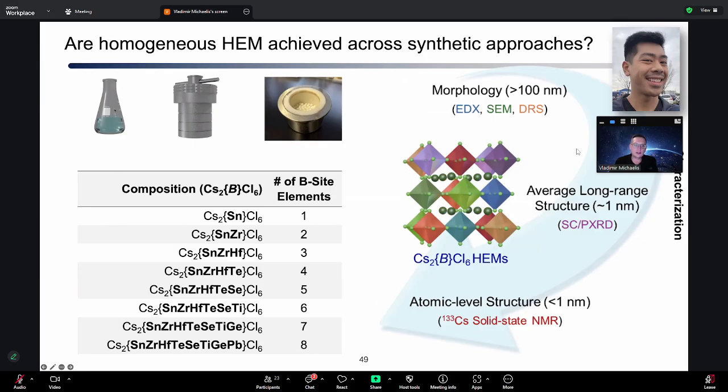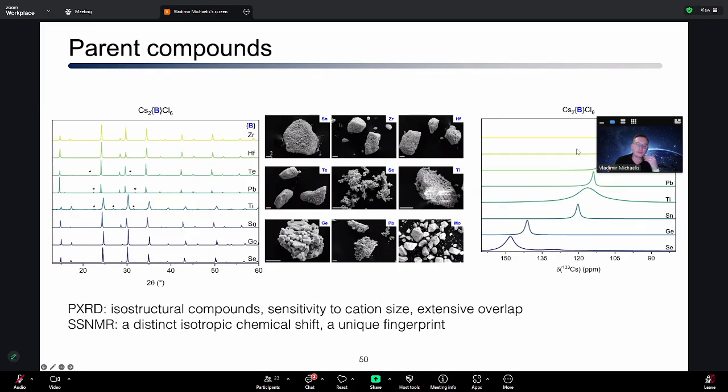He also wanted to look at the ink-based approach, but also hydrothermal to see if we can get better optical properties, and then also high energy ball milling. So let's walk through this and see what happens. So when you do the parent compounds, these are just simple one-site systems, zirconium through selenium. These are the electron micrographs of them. You can see they're fairly crystalline.